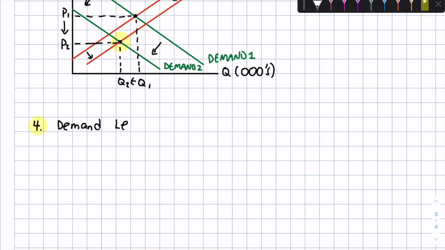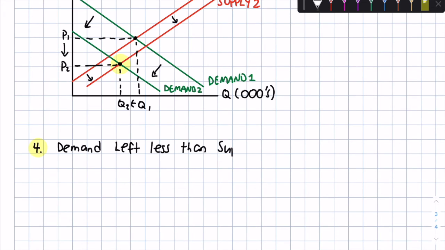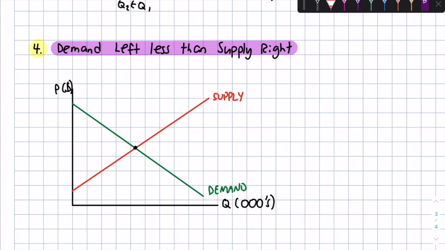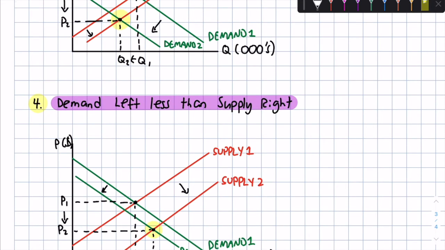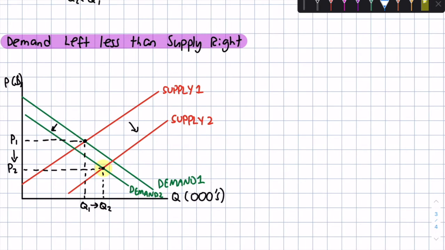And the last case we're going to look at is when demand shifts to the left less than supply shifts to the right. So again, here we can see a bigger shift in supply to the right and a smaller shift of demand to the left. And I've indicated all the new equilibria with a yellow highlighter. So here a higher quantity happens and a lower price, which is the opposite.